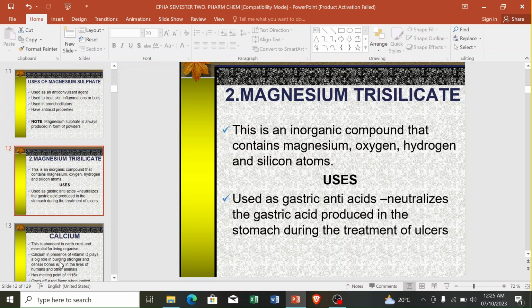So let us recap a bit. We have looked at sources of magnesium, and we gave them as dolomite, olivine, magnesite, and seawater. After that, we looked at how we can prepare magnesium, and we said we can prepare it from seawater. We also looked at compounds of magnesium: magnesium hydroxide, magnesium chloride, magnesium sulfate, and magnesium trisilicate. However, our main emphasis is on magnesium sulfate and magnesium trisilicate.